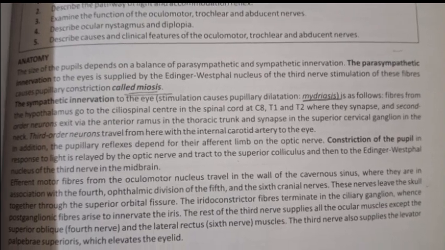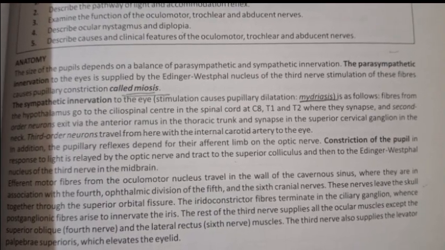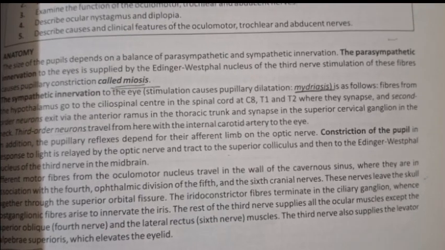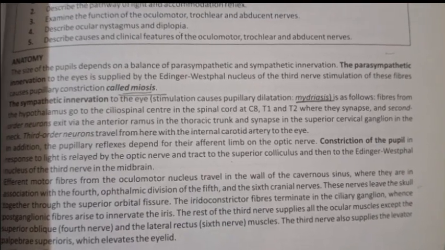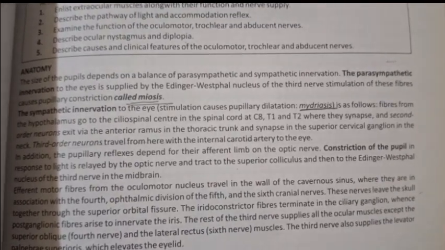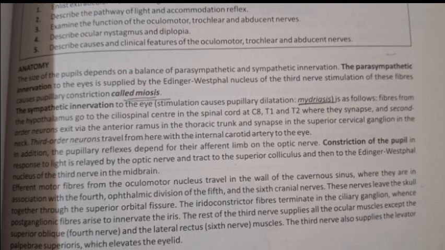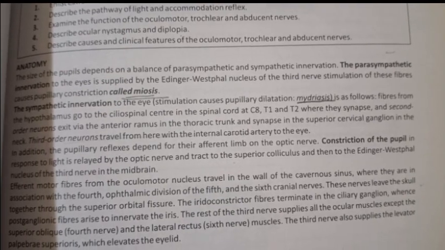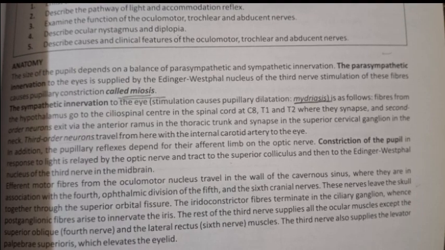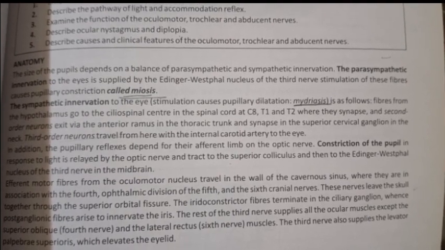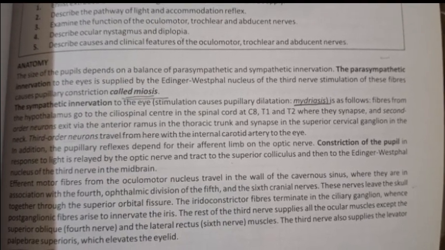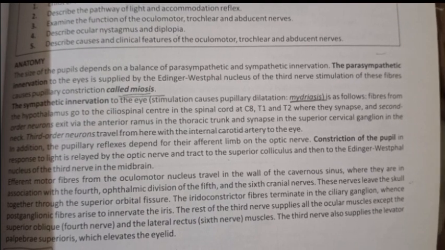The additional pupillary reflexes depend for their afferent limb on the optic nerve. Constriction of the pupil in response to light is relayed by the optic nerve and tract to the superior colliculus and then to the anterior vestibule nucleus of the third nerve in the midbrain.